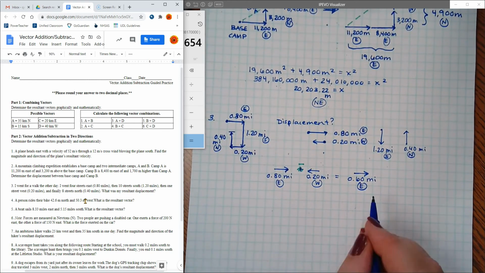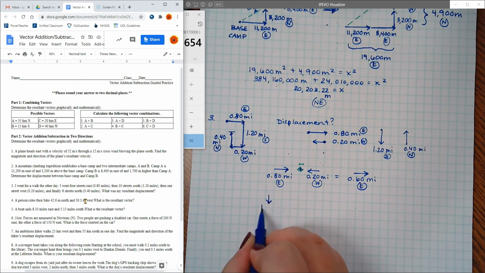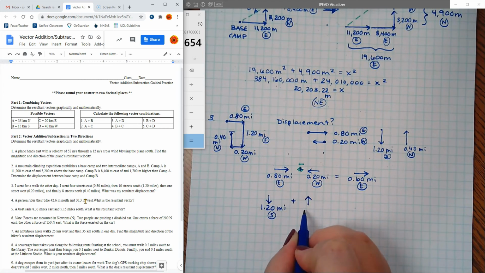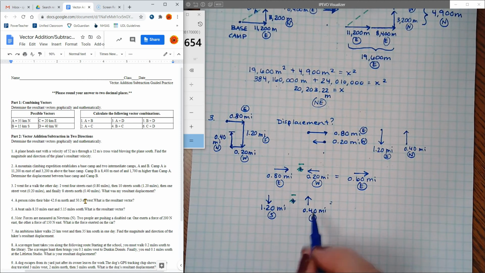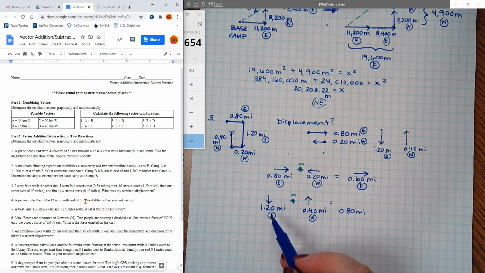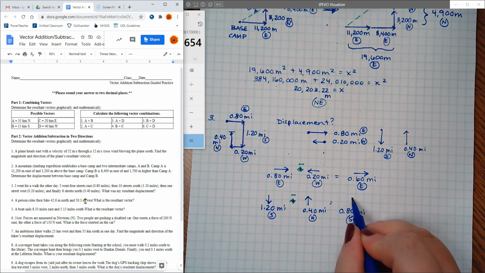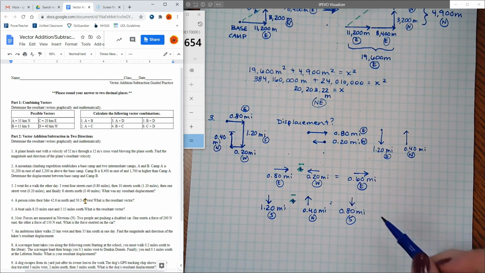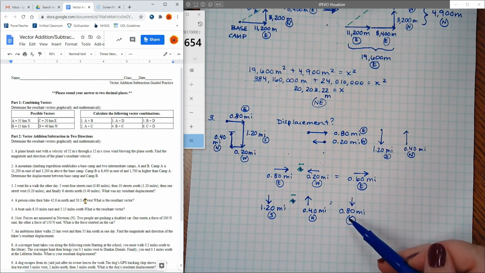Now for north and south, my southern vector was 1.20 miles south, and I'm adding the northern vector of 0.40 miles. Again, since these are going opposite directions, we can think of this as a subtraction problem. So 1.2 minus 0.4 would be 0.8 miles. And since the southern vector was originally larger, this is going to continue to be in the southern direction, so my arrow would point down. Now I'm left with just these two vectors, and I can draw my triangle.